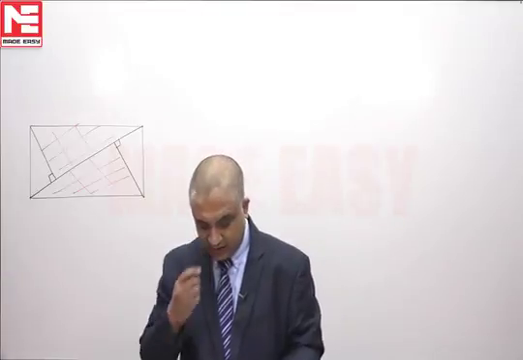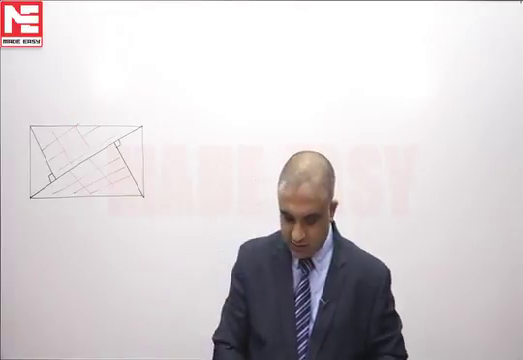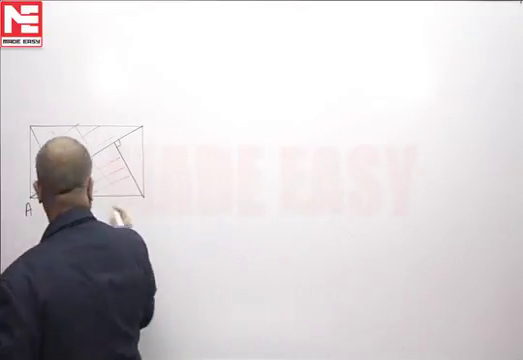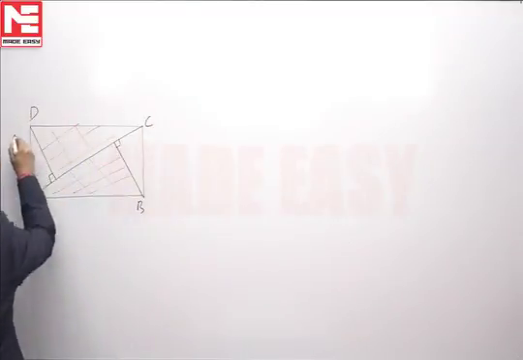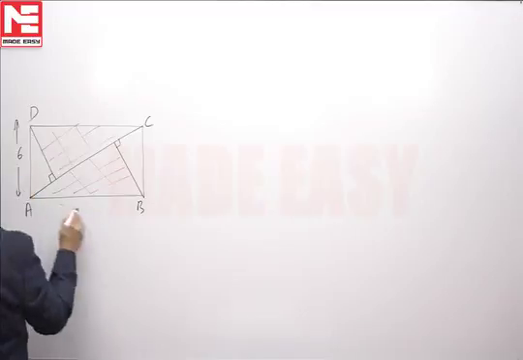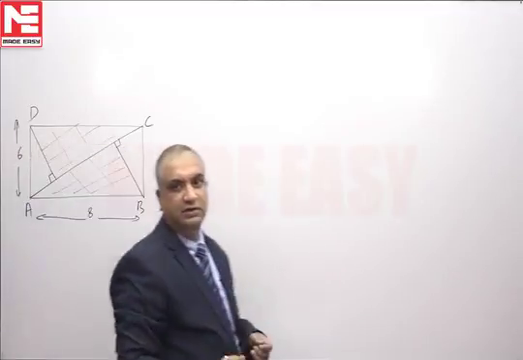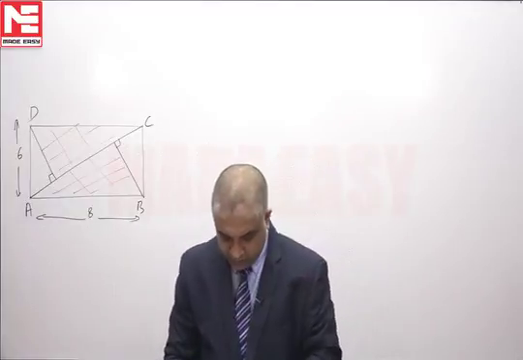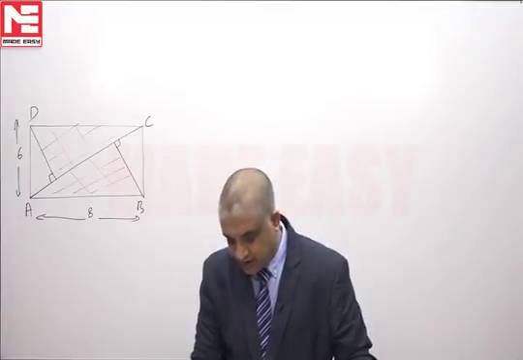ABCD is a rectangle of dimension 6 into 8. So ABCD is a rectangle with dimensions 6 and 8. These are the dimensions of the rectangle.